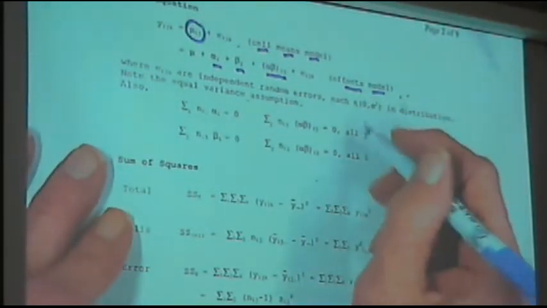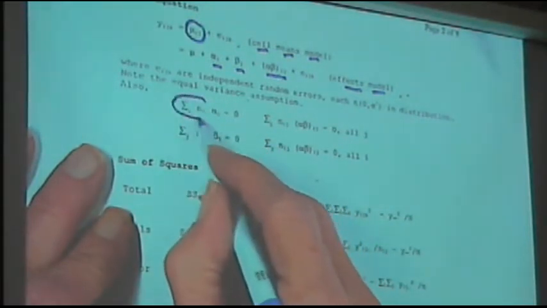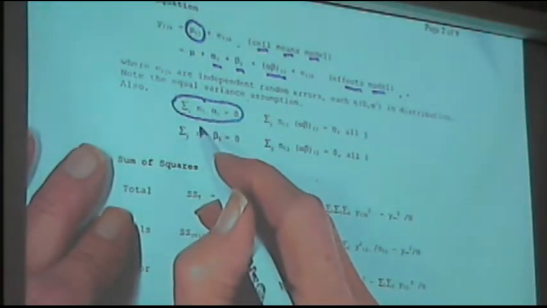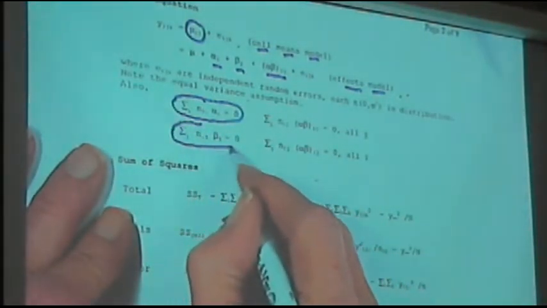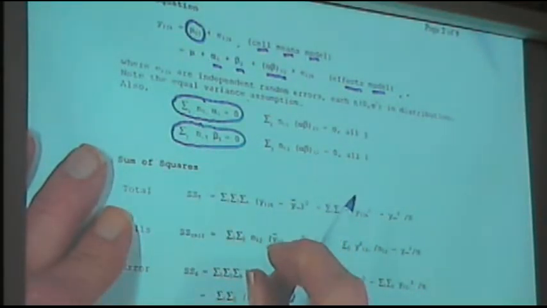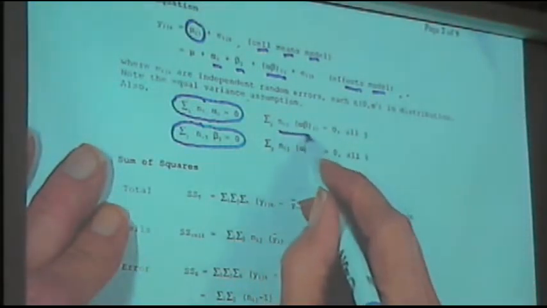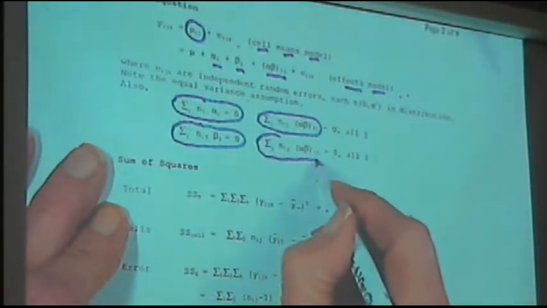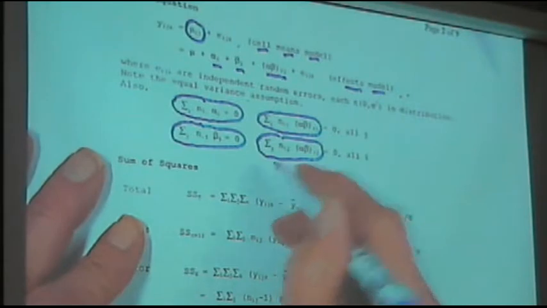In the effects model, there are some side conditions that must be met. So here's a side condition on the alpha i parameters. Notice the sample size comes up in this side condition here. And there's a similar kind of side condition about the beta j's. Notice how the sample sizes come up in that side condition. And then there's a similar side condition about the alpha beta, sums there and there.